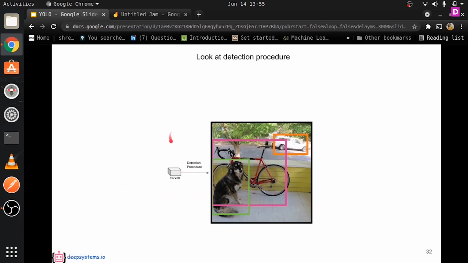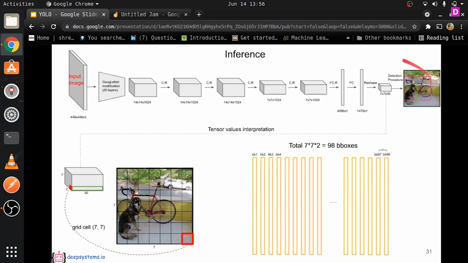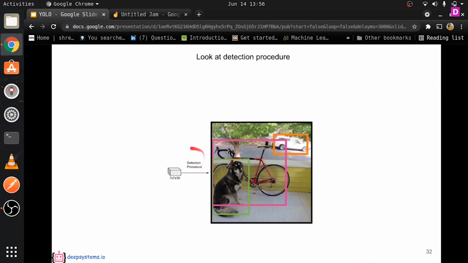So now you understand this part. You have the detection procedure. So now you have this whole thing. You have this feature map, this size and everything. This is passed through a detection procedure and you get these bounding box values. So what are these values? How will this pass through?